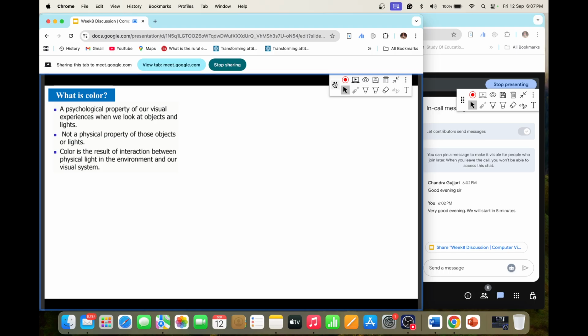So what is color? Color is a psychological property of a visual experience when we look at objects and light. So remember, it is a psychological property and not a physical property of the object or light. Color is a result of interaction between physical light in the environment and our visual system. So again, it is a psychological property. It is not a physical property of the light interacting with the object, but how we are perceiving or seeing the visual environment. That is known as color.